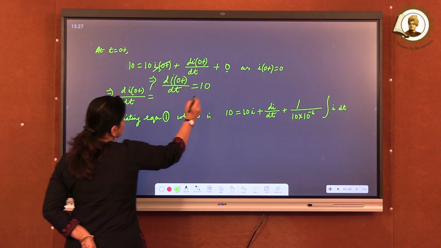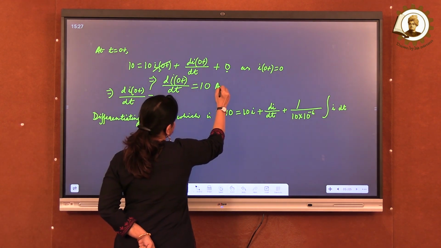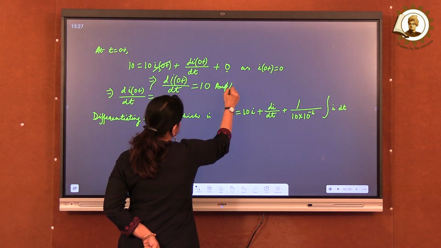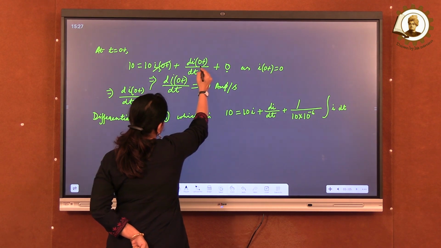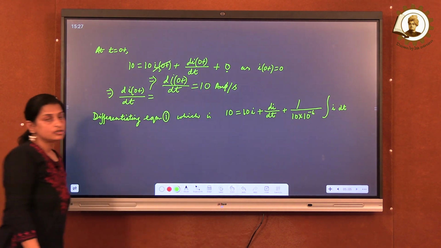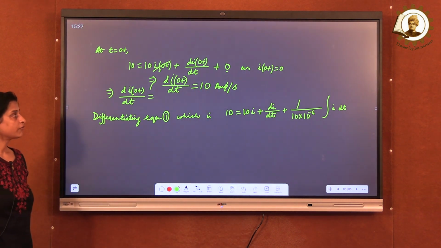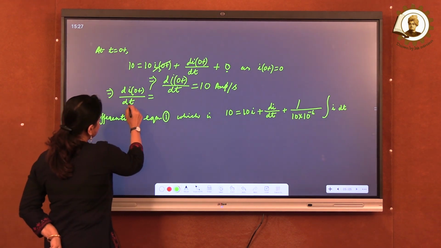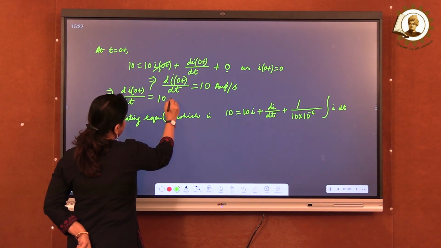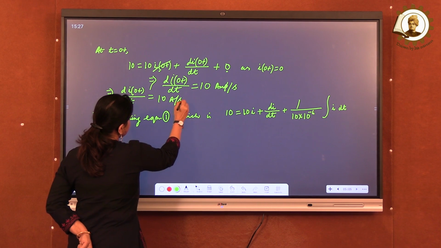And what will be the unit? The unit will be ampere per second, because here we have current by t. So the unit is ampere per second. So we are getting di/dt at 0+ as 10 ampere per second.